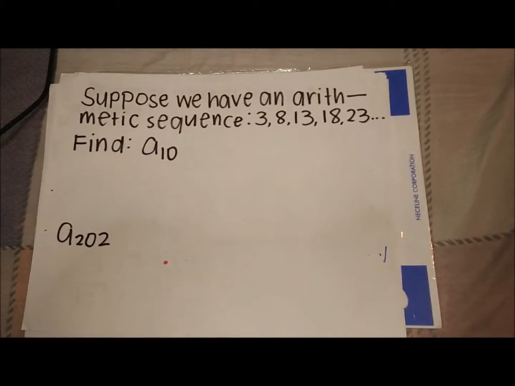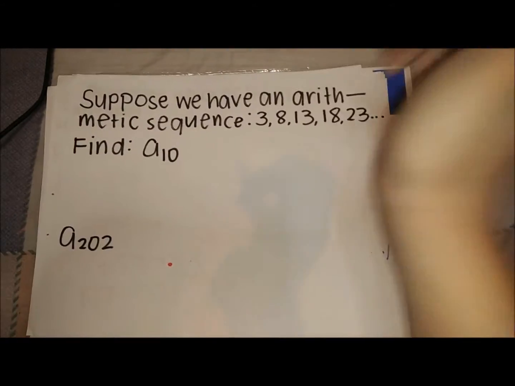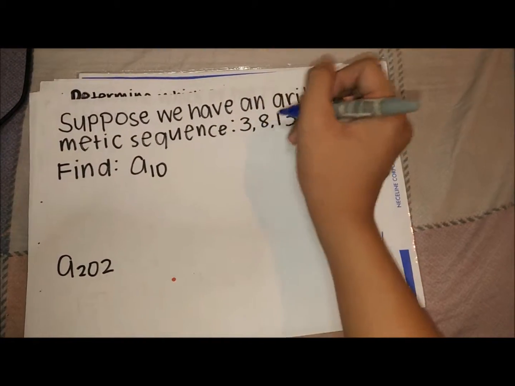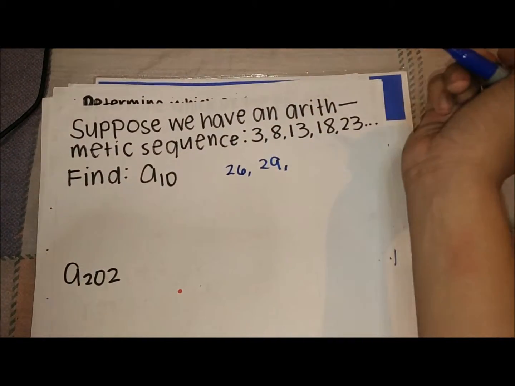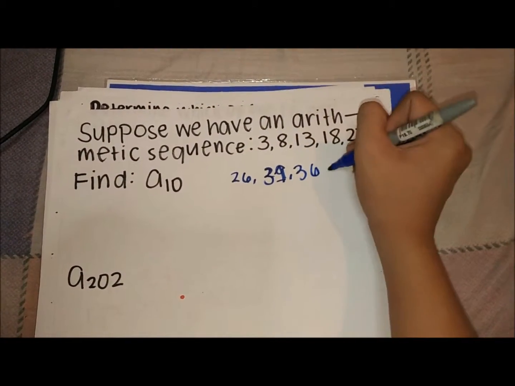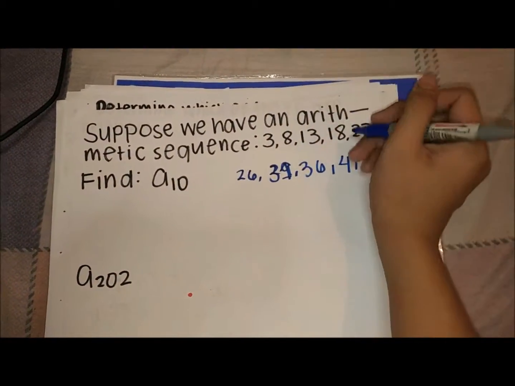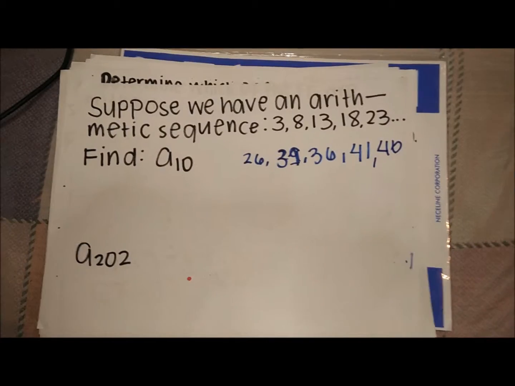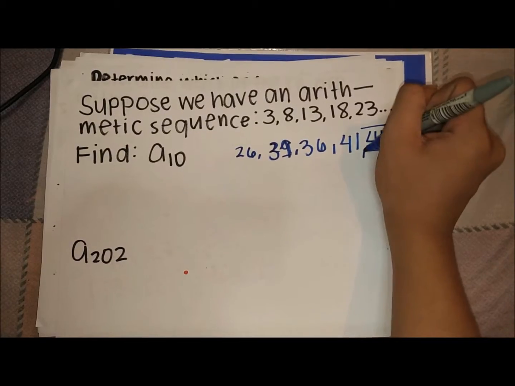If the term needed is just small, we could just do it manually by listing it. So 1, 2, 3, 4, 5. I just add the common difference 5. So 26, 29. Oh no, not 29. 26, 31, 36, 41. So 1, 2, 3, 4, 5, 6, 7, 8, 9, and another one, 46. So there, we could say that a sub 10 is equal to 46.